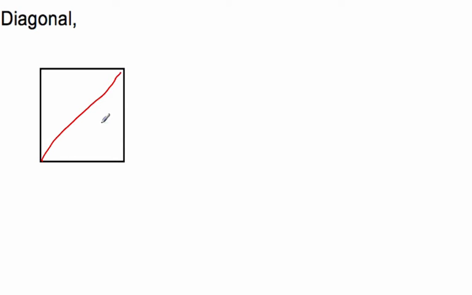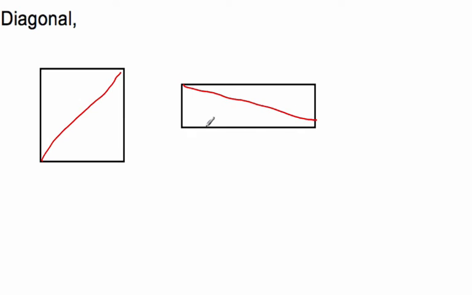Diagonal. Well, that is a word that is specifically for shapes. And so if I choose, let's say, a square or a rectangle, the diagonal is this line here. That's the diagonal. If I have my rectangle, then I could have the diagonal here or the diagonal here. It goes from vertex to vertex.